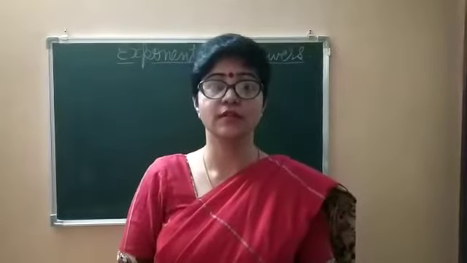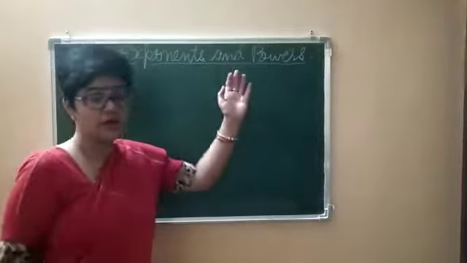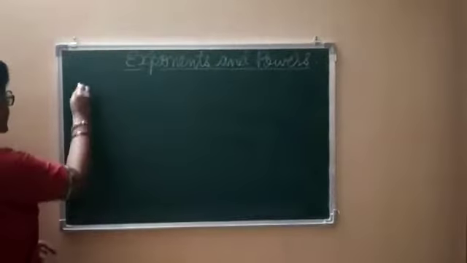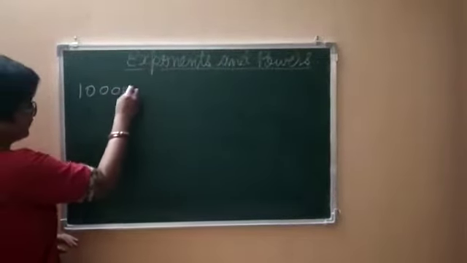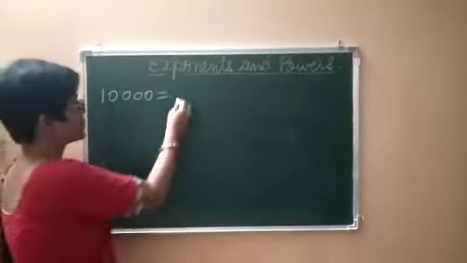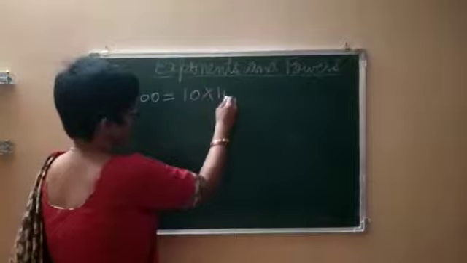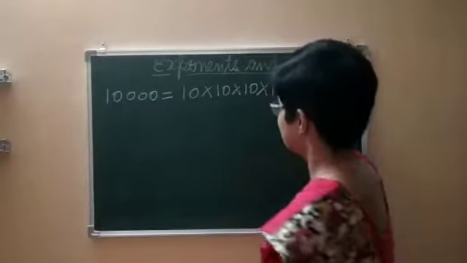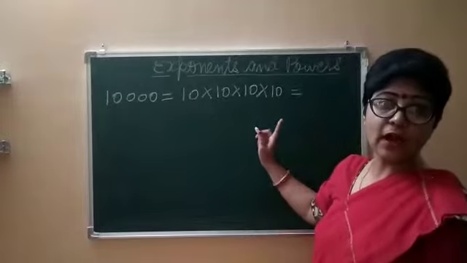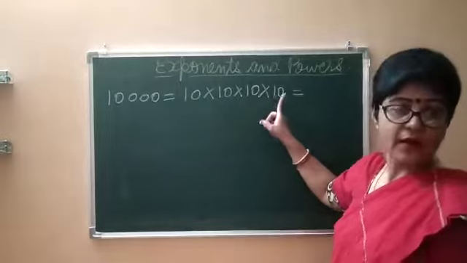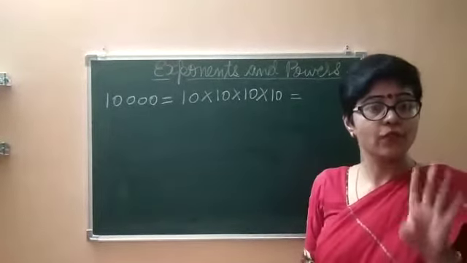We are going to discuss the topic exponents and powers. Suppose we take a number 10,000. It can be expressed in many ways, and now I am expressing it like 10 into 10 into 10 into 10. This is what? 10 is repeating how many times? 1, 2, 3, 4. 10 is repeating itself for 4 times.